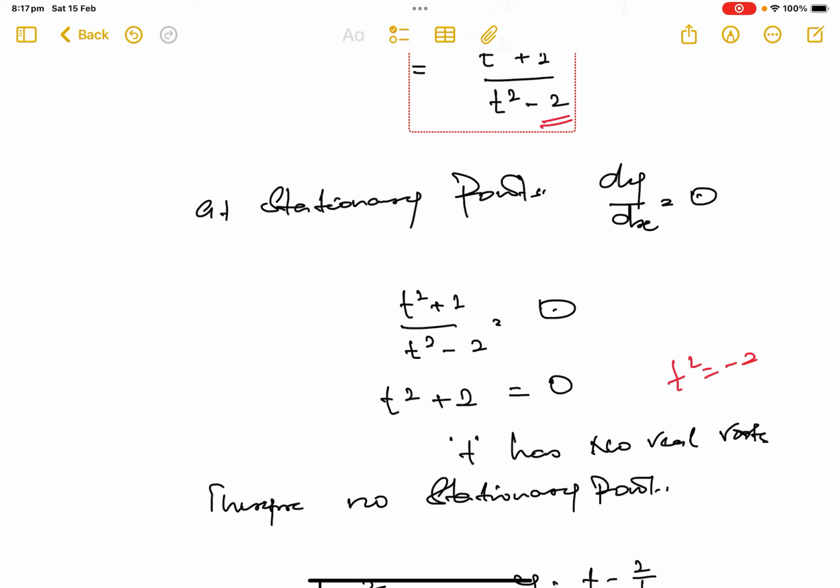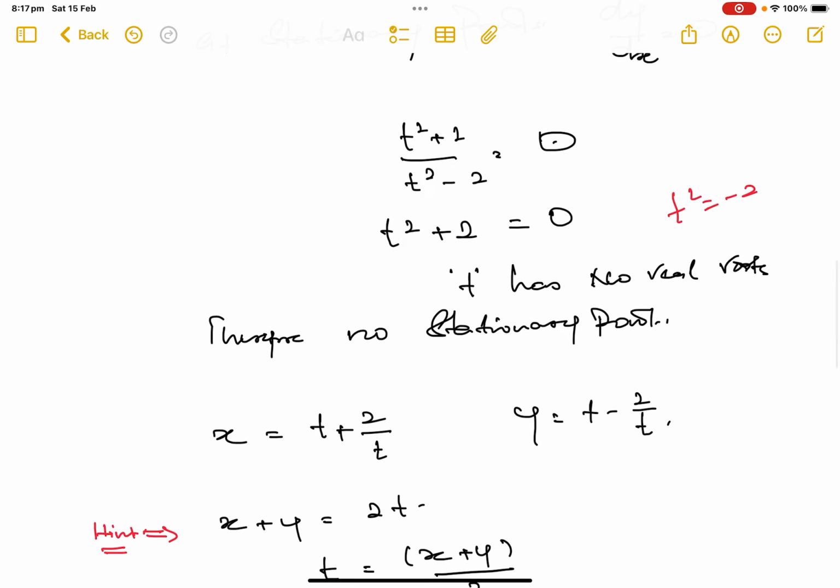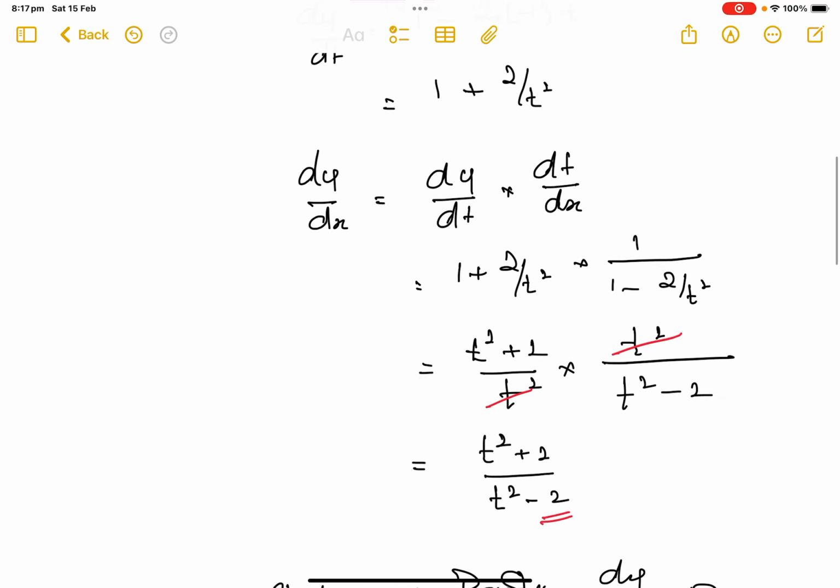So we know that dy/dx, which is t squared plus 2 over t squared minus 2, equals 0. If you cross multiply it, t squared minus 2 times 0 is 0, so t squared plus 2 is 0. From that, t squared is minus 2, and t equals plus or minus the square root of minus 2, which is imaginary. So t has no real roots, therefore no stationary points. Right, next part.